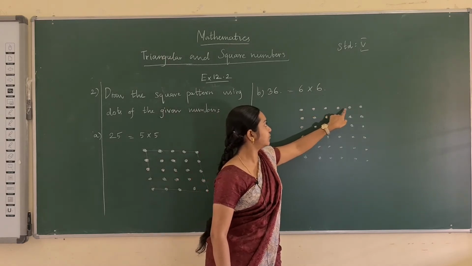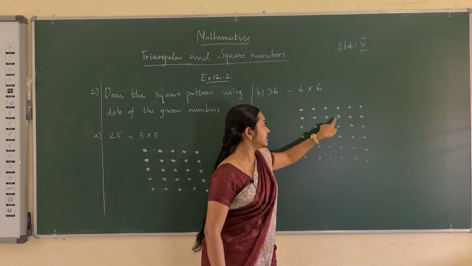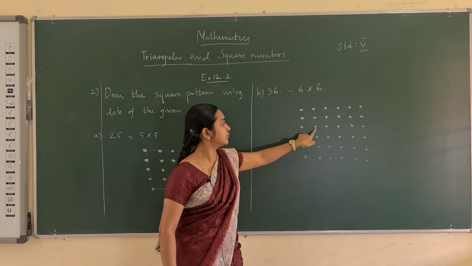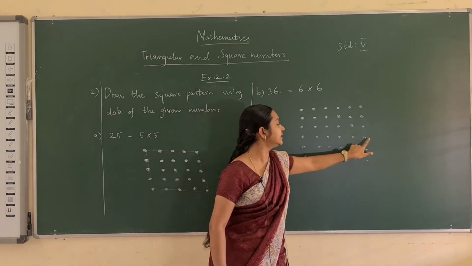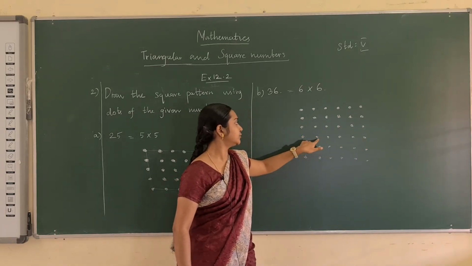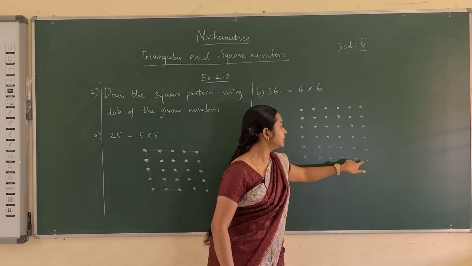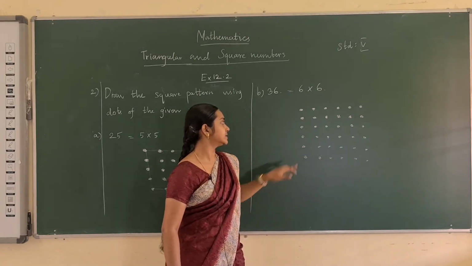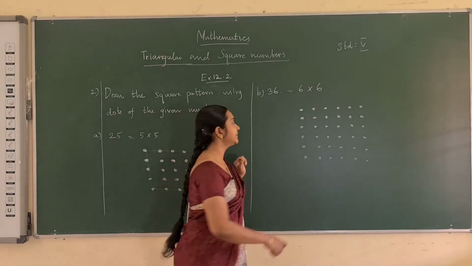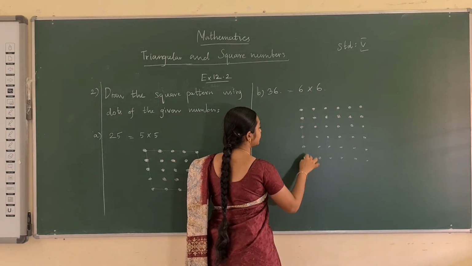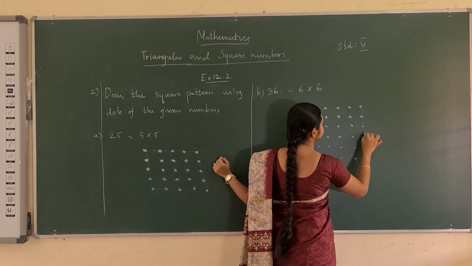One, two, three, up to 36. Now 36 dots are here. With 36 dots we have represented a square pattern.